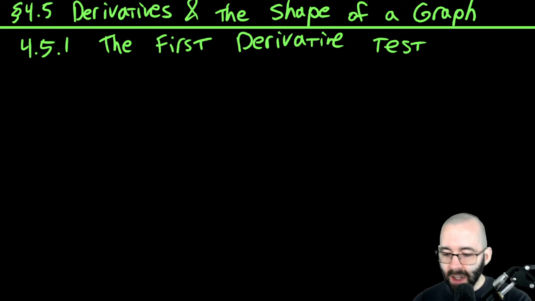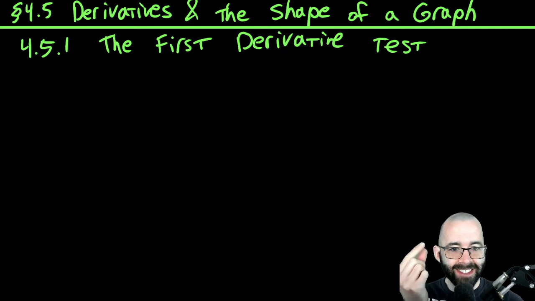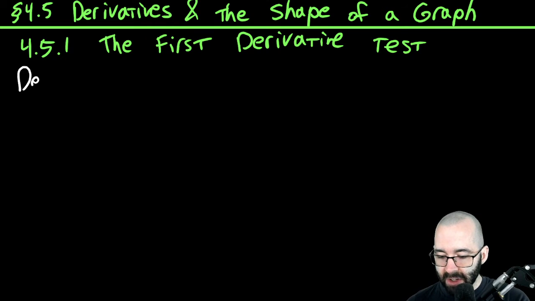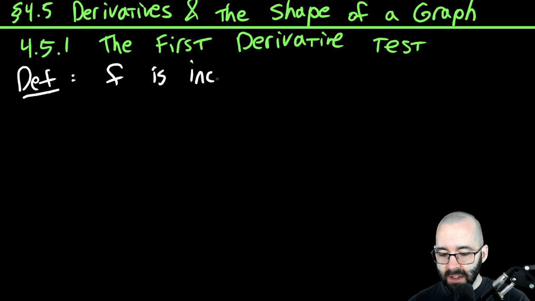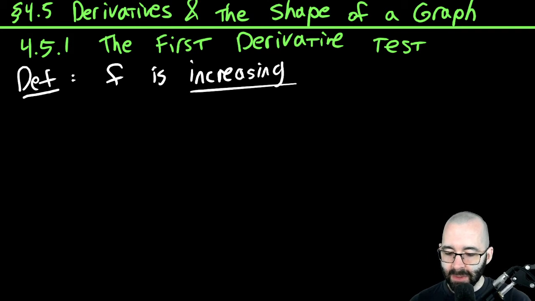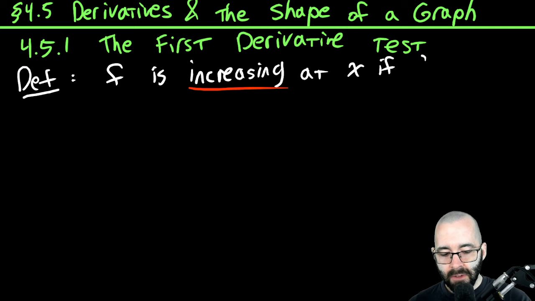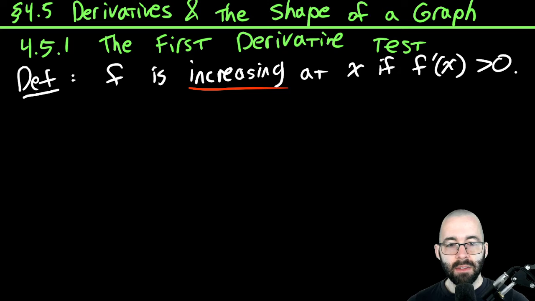So we're going to start by just doing some definitions and connecting it to the previous section, actually tying things together, which is always fun for me to do. So let's start with the definition. A function f is increasing if it's going up. That's not the definition we're doing, but that's basically what it is. f is increasing at x if the derivative of f at x is positive.